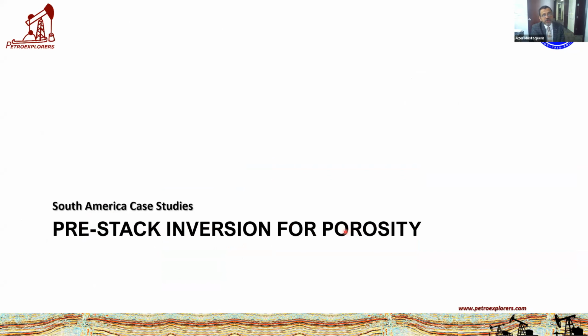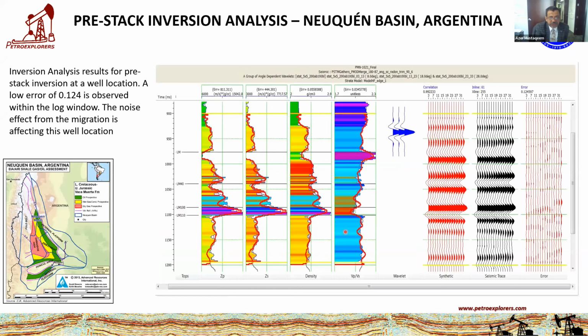So now we jump to the south of South America, in Argentina. We worked on the east, what is called the external platform of the Neuquén Basin, in the area of the east. You see the dolomites and carbonates, like you map the dolomites and carbonates, and this is the inversion from the gathers, trying to see the wells and tie the background.